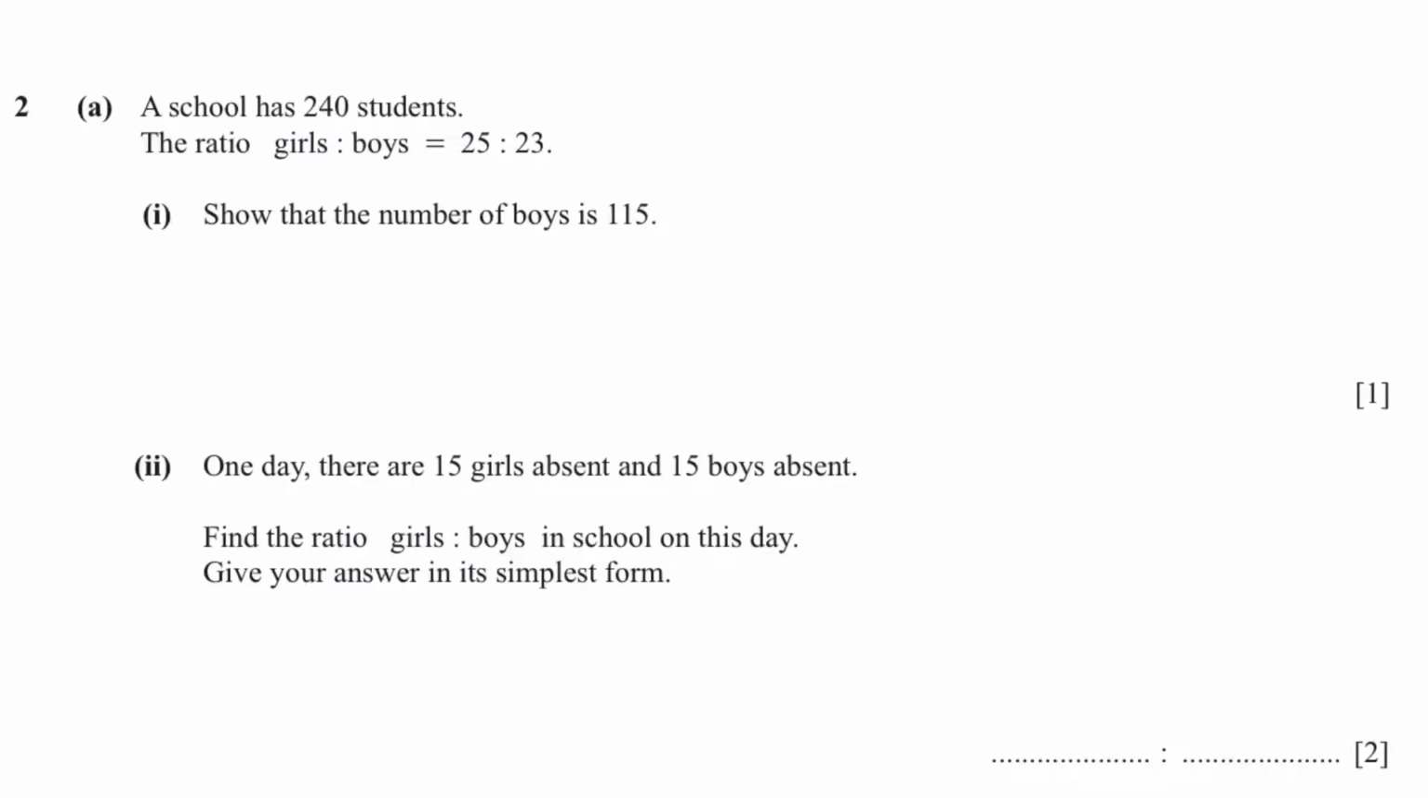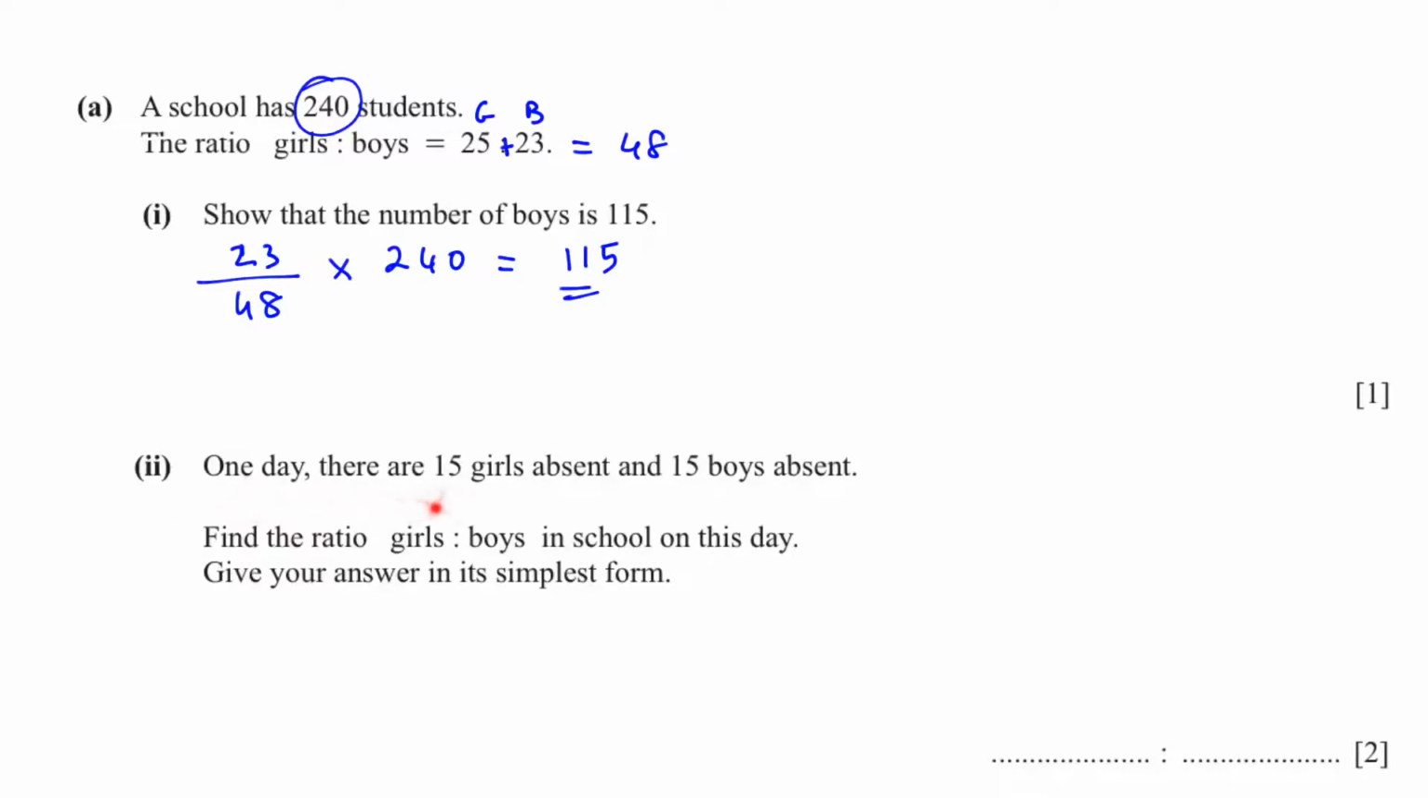Question number 2. Part A. A school has 240 students. The ratio of girls to boys is 25 is to 23. Show that the number of boys is 115. So these are the number of girls and these are the number of boys. So 23 over the total number of different parts, which is 48. 23 over 48 multiplied by the total number of students, 240. This will give us 115.